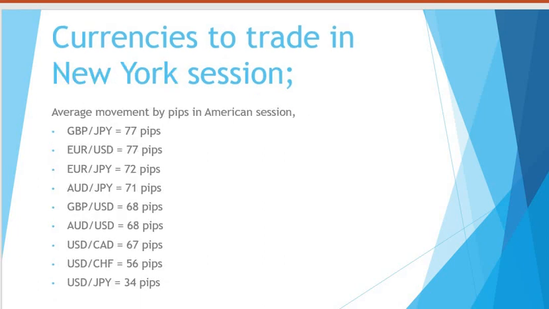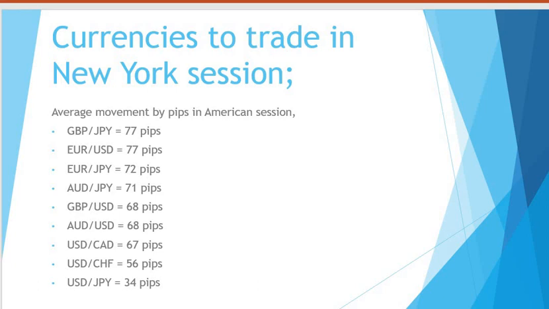The New York session is the last trading session of the day and it is also called the American session. I have put the pairs in order by the movement of pips in the New York session. And surprisingly, here GBP JPY comes on the top, which is the pair of Great British Pound and Japanese Yen, which almost moves 77 pips in the New York session. Euro USD moves the same as GBP JPY in the New York American session.